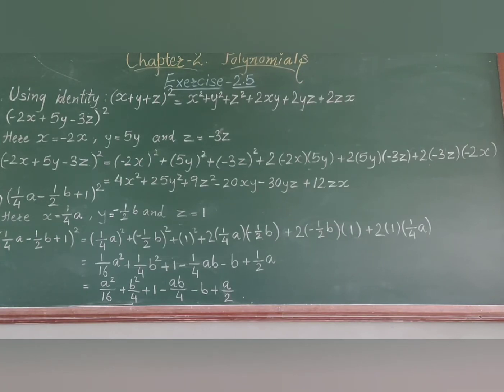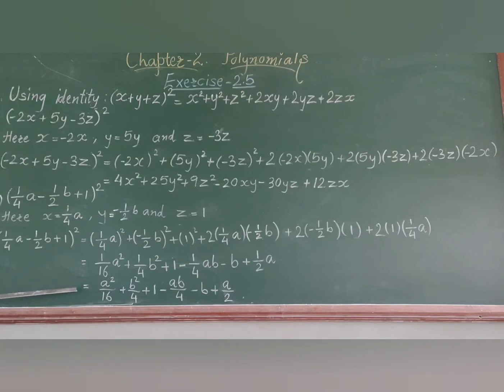minus 1 upon 4a. For the solving, we will get equal to 1 upon 16a square plus 1 upon 4b square plus 1 minus 1 upon 4ab. You can cut 2, 2, so we will get 1 upon 4ab minus b. There again you can cut numerator denominator 2, 2, so b is left and sign minus, so minus b, and last term you can cut numerator 2 with denominator 4, and 2 will be there in denominator, so we will get plus 1 upon 2a.